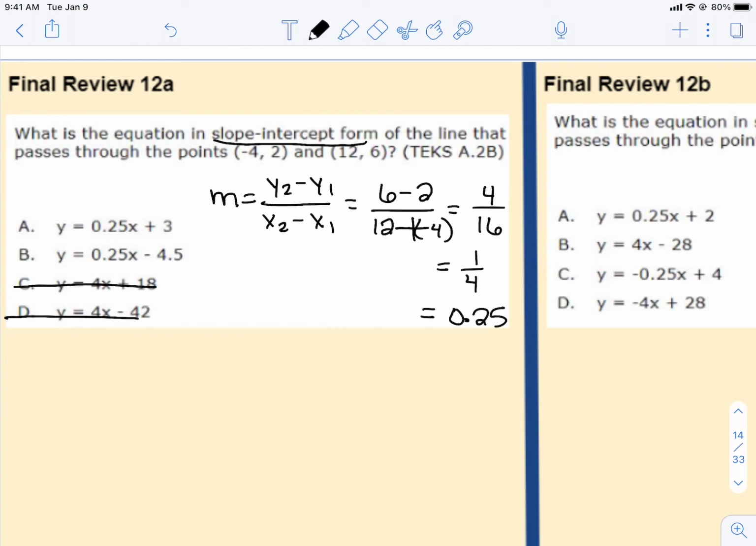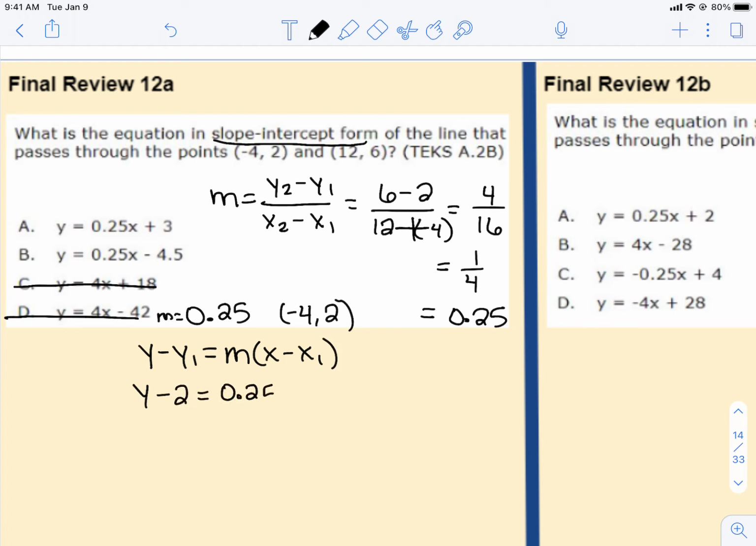Okay. Now we need to put it into slope-intercept form, but I don't have the y-intercept. So I'm going to have to start with point-slope form. So y minus y sub 1 is equal to m times x minus x sub 1. And I'm going to plug in, it doesn't matter which point you use, and I'll actually show you that so you can see. So the first time I'm going to use, of course, the slope 0.25. Okay, that's my slope. And the first one, I'll do the (-4, 2). Okay, so I have y minus 2 is equal to 0.25 times x minus a -4.